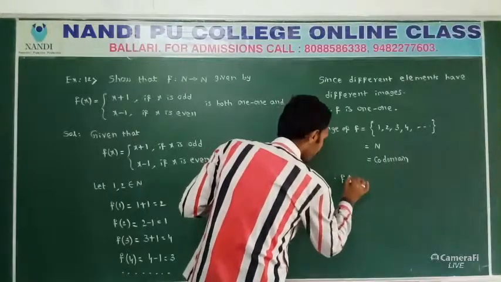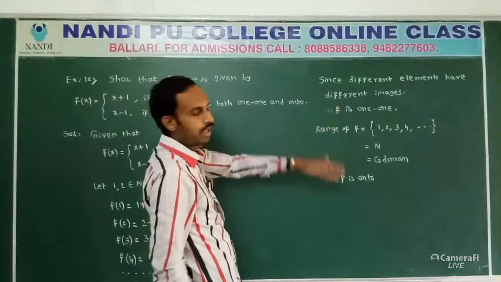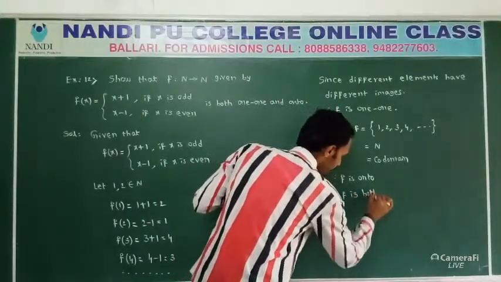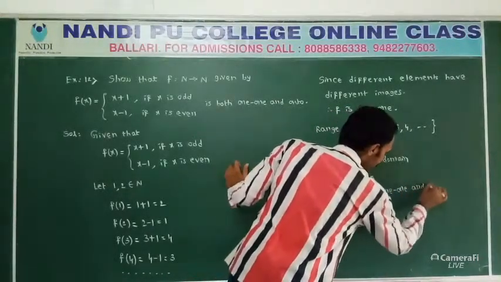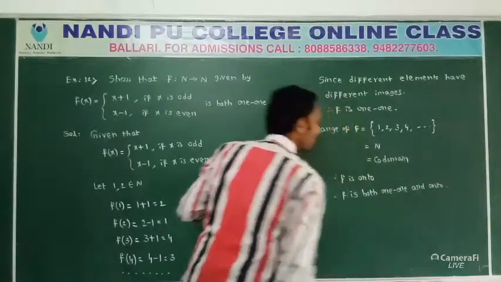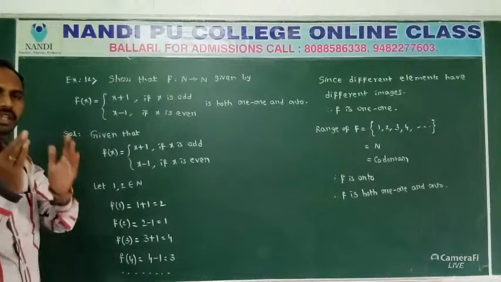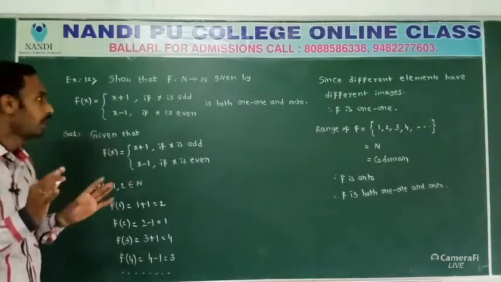Therefore, f is onto. See that f is both 1-1 and onto. Okay, that is the answer. That completes Exercise 1.2, before the examples also.